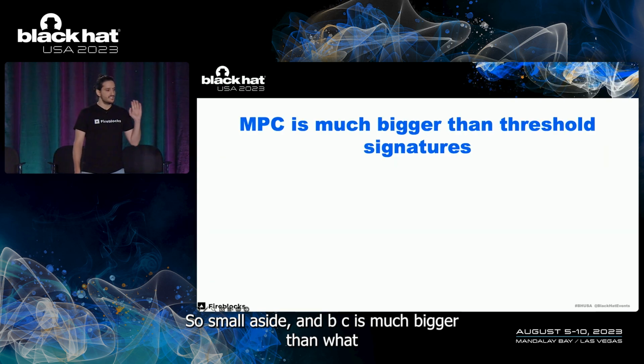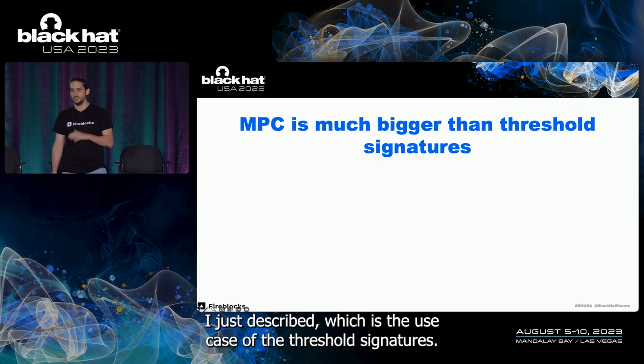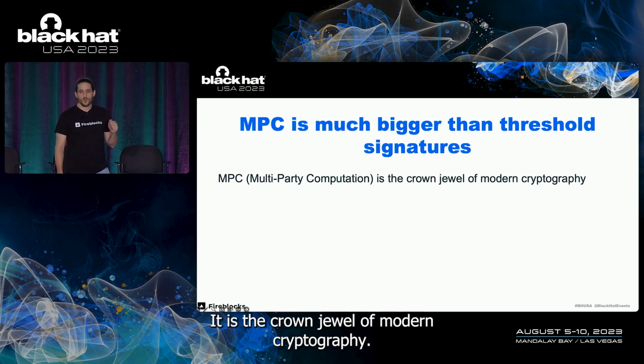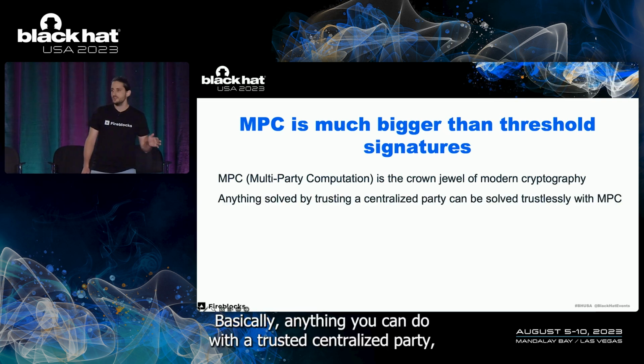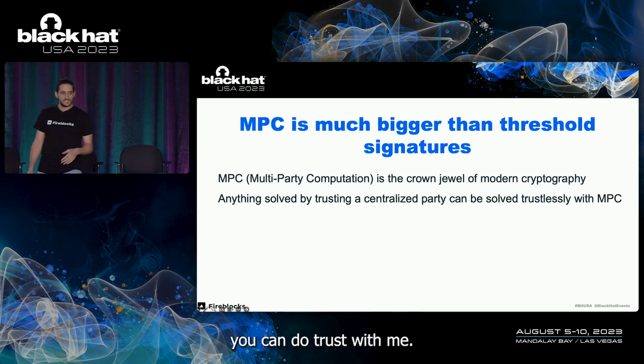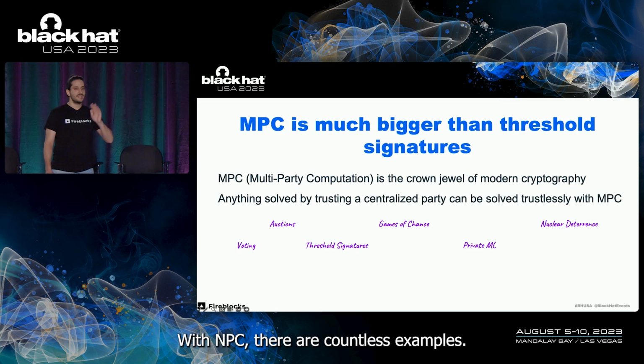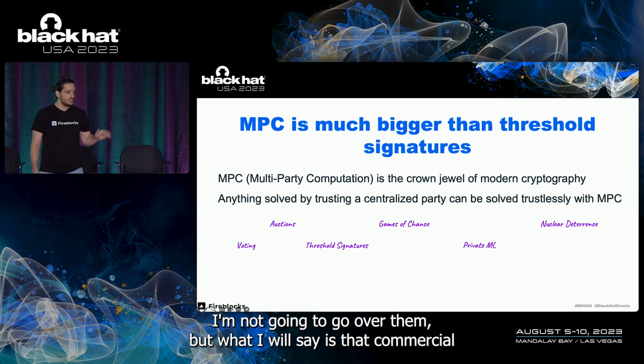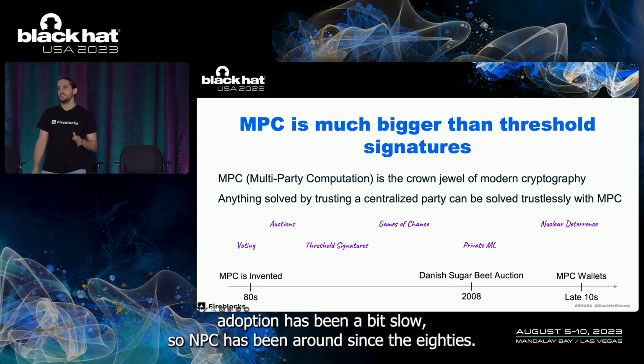So, a small aside: MPC is much bigger than what I just described, which is the use case of threshold signatures. It is the crown jewel of modern cryptography. Basically, anything you can do with a trusted centralized party, you can do trustlessly with MPC. There are countless examples. I'm not going to go over them, but what I will say is that commercial adoption has been a bit slow.